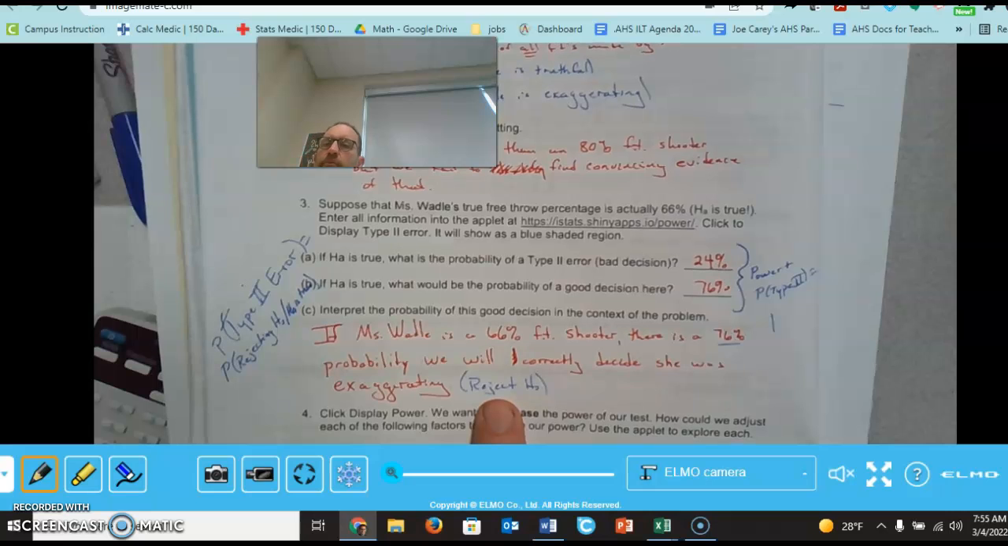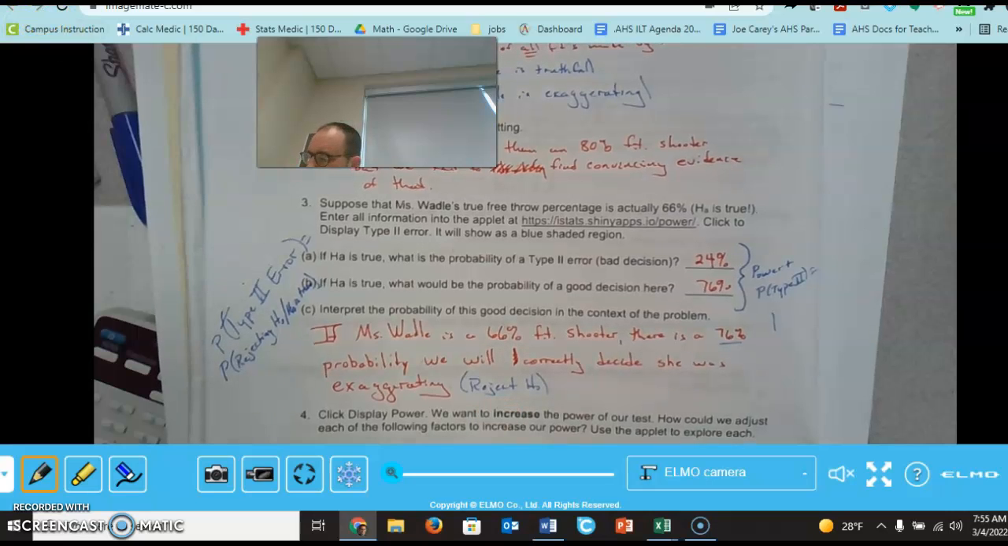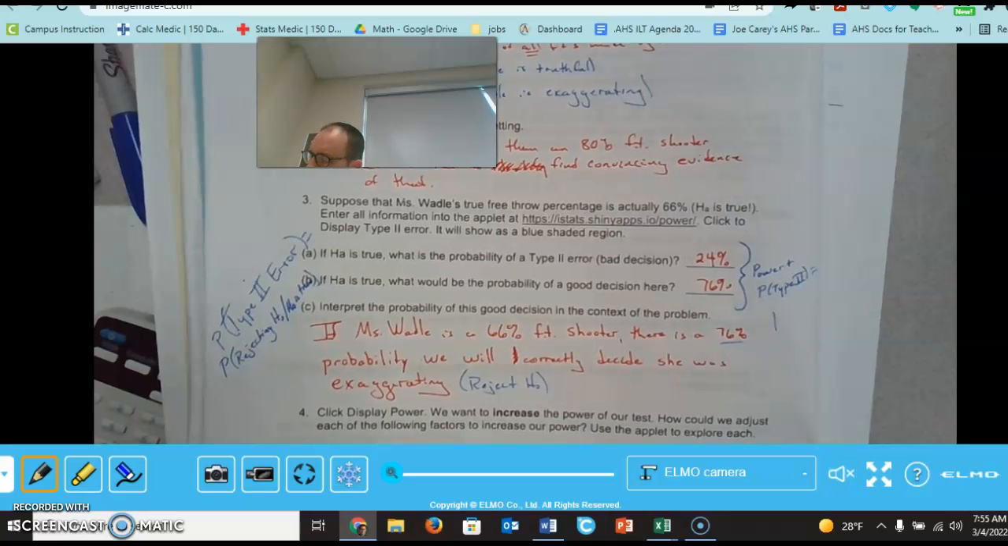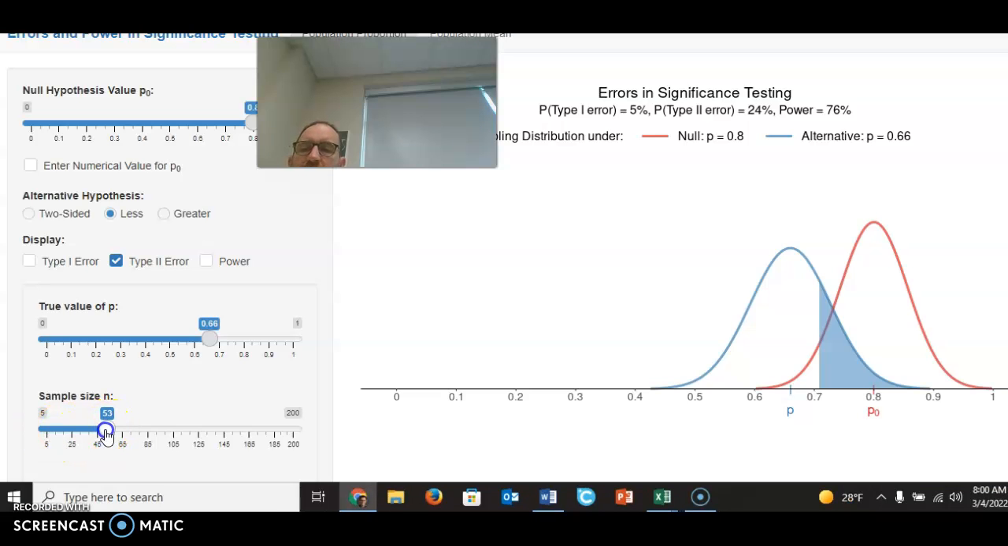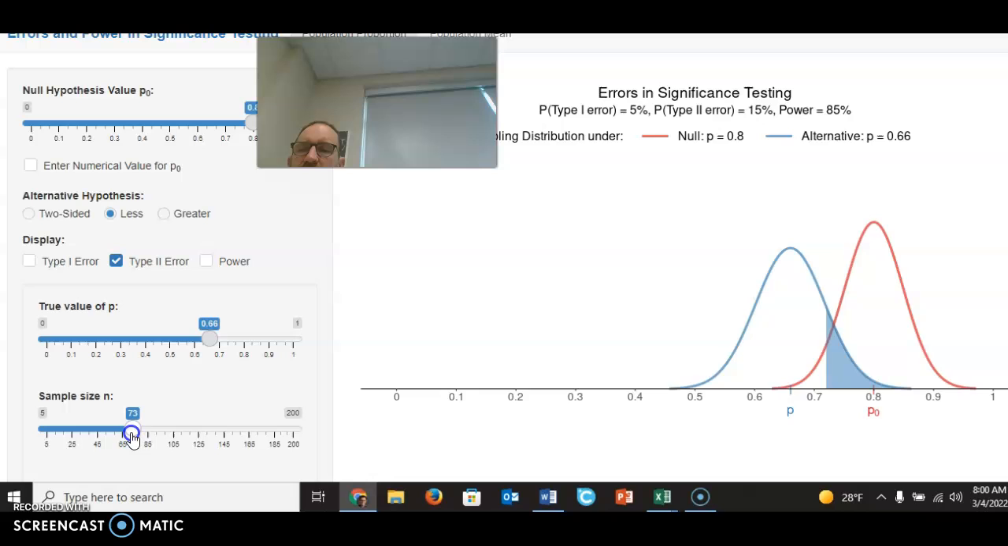So what we're going to do today is we're going to look at some things that affect the power. So I'd like you to use the website to alter the things, the sample size, the alpha level, and the alternative p, and see what happens as you adjust those to the power. So as n goes up, let's see what happens to the power here. So we're increasing our sample size from 50 to 75. Notice that the power increased here. The power increased from 76% to 88%. Notice that the type 2 error and the power still add up to 100%.